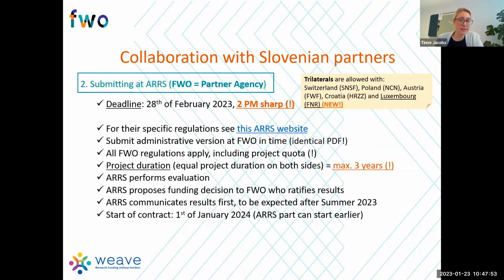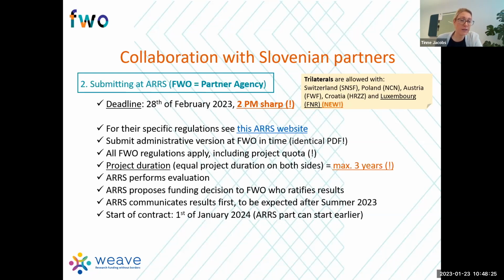When F.R.S has the lead, again, here the new possibility of involving Luxembourg researchers because of the new starting collaboration between FNR and F.R.S. The deadline of F.R.S is the 28th of February, 2 p.m. sharp again. For their regulations, please check the F.R.S website. Here, the project duration is maximally 3 years. So also at Flemish site, when F.R.S has the lead, project duration is maximally 3 years.